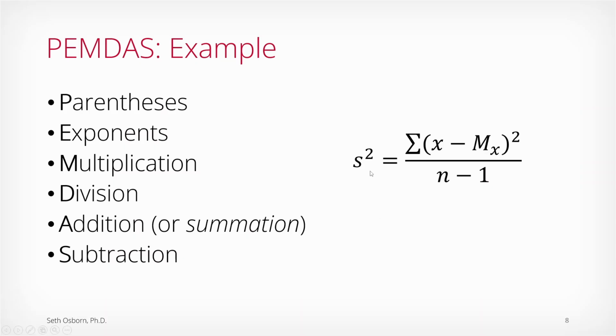This is the formula for the variance. Specifically, this is if you have sample data and you're estimating what this would be in the population. If you haven't taken stats yet, though, that's not going to make any sense, so don't worry about that. The key point is we're going to use PEMDAS to break this down piece by piece.